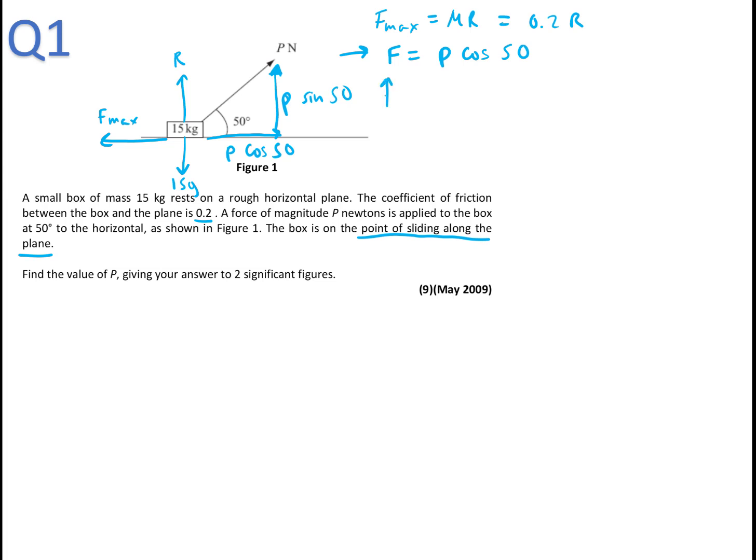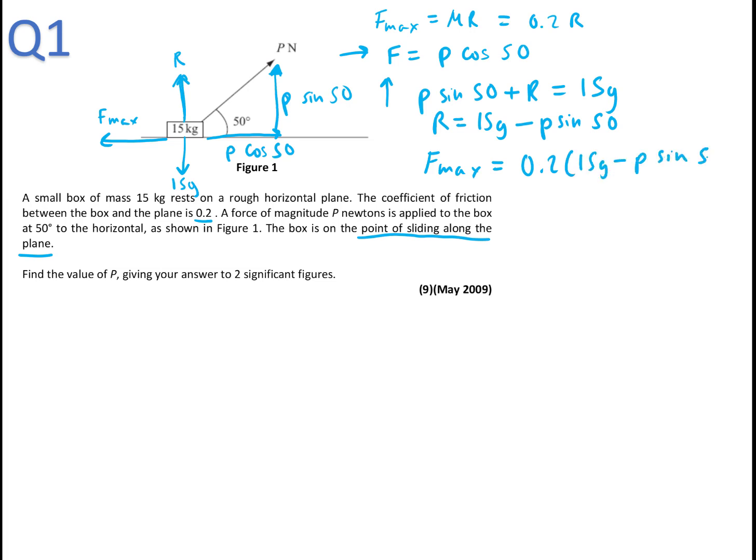Now let's resolve vertically. What do we have? P sine 50. You can see the R here. Plus R is going to equal 15g. Now to find P, we need to substitute some values in. So let's isolate R and make R the subject. So R equals 15g minus P sine 50. So the F max is going to equal 0.2 times (15g minus P sine 50).